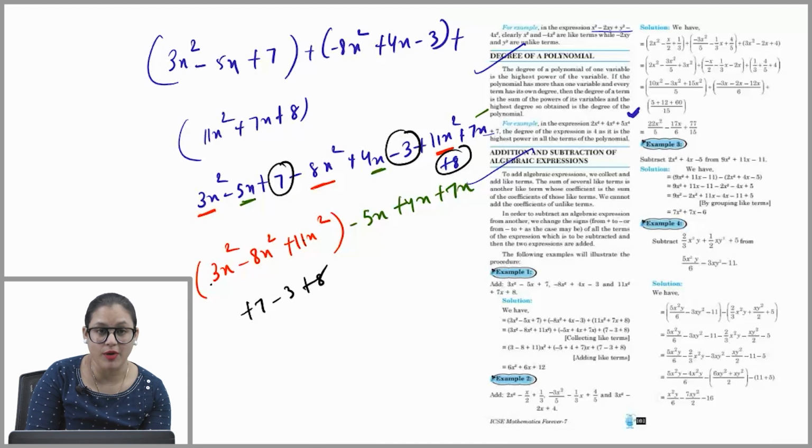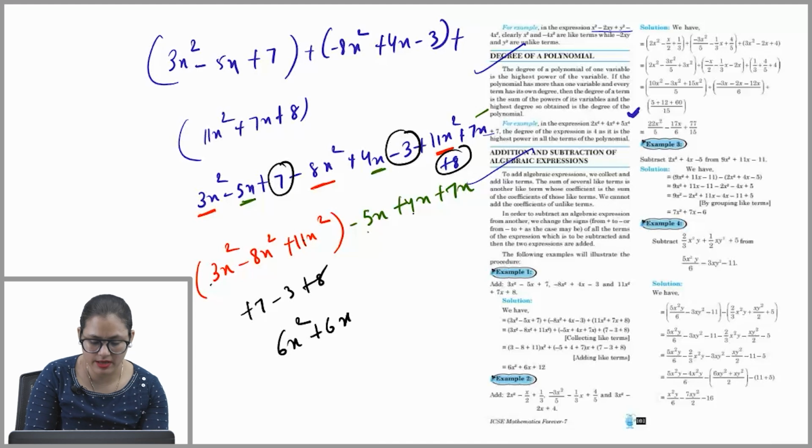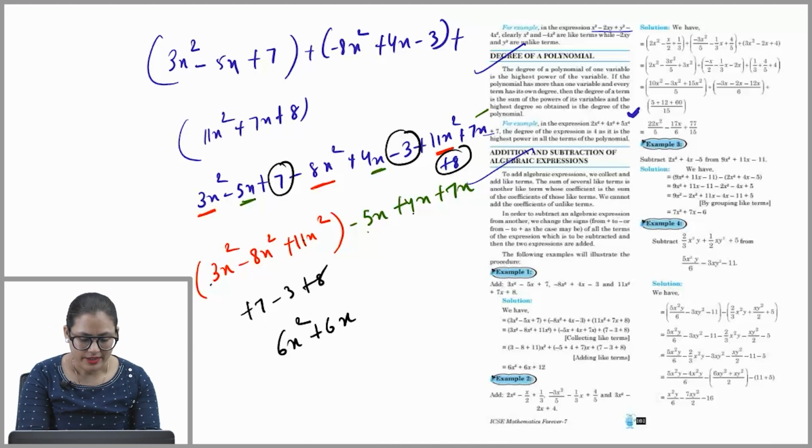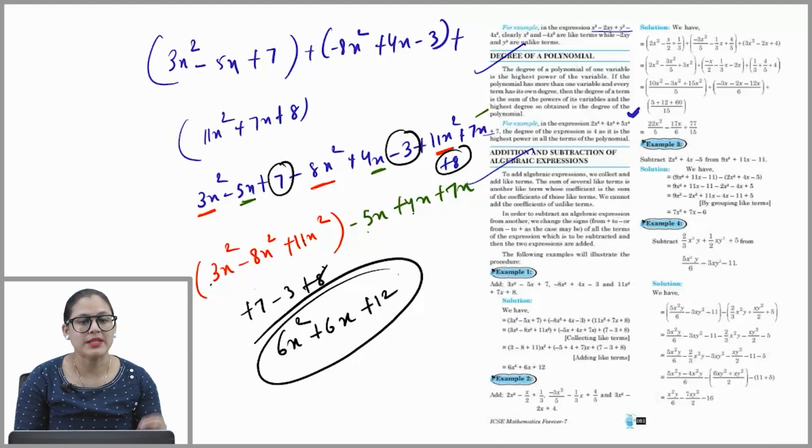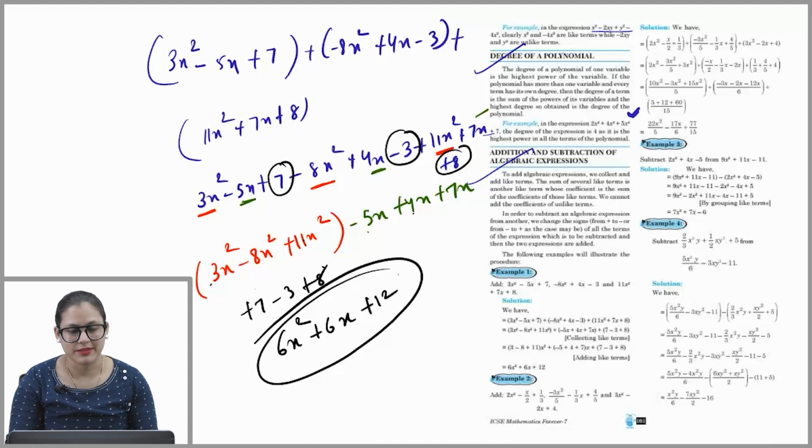11 plus 3 is 14, and 14 minus 8 is 6x square. Okay, 7 plus 4 is 11, 11 minus 5 is what? Plus 6x. Okay, and 7 plus 8 is 15, 15 minus 3 is 12. So 6x square plus 6x plus 12 is the answer, right?